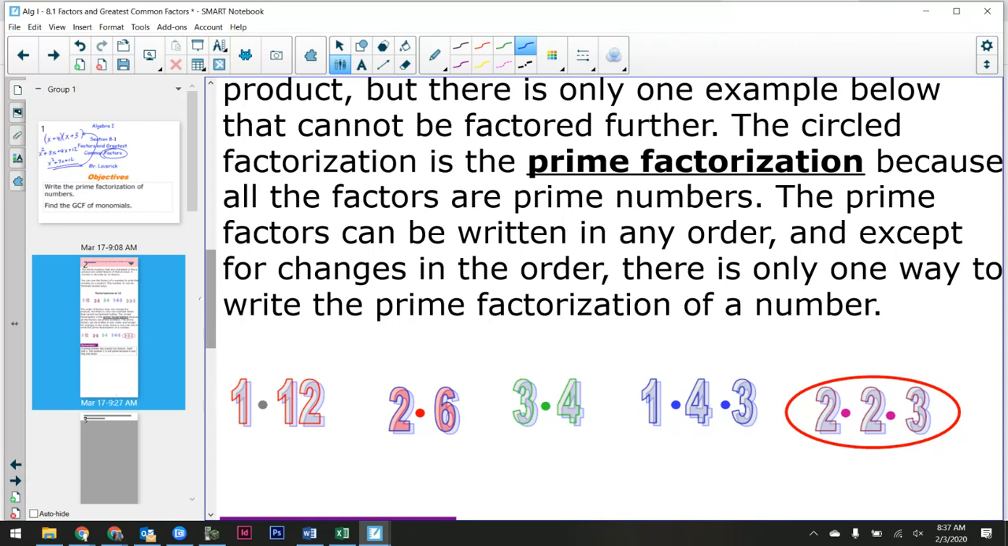The prime factors can be written in any order, and except for changes in the order, there's only one way to write the prime factorization of a number. Okay? I also can accept powers. Like if you really wanted to, I could say 2 squared times 3, because 2 times 2 is 2 squared. That would be fine as well. 2 squared does represent 2 times 2. Okay?